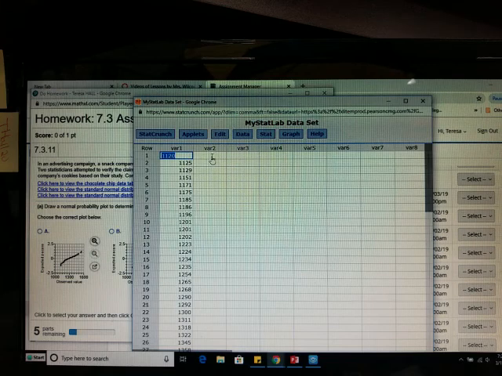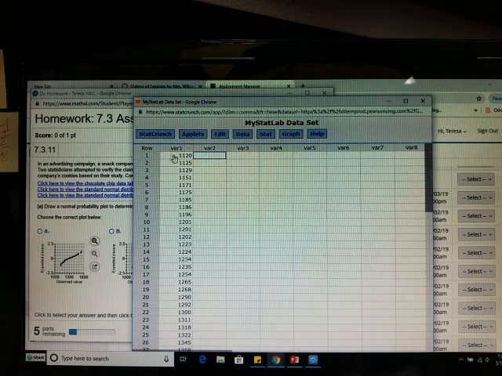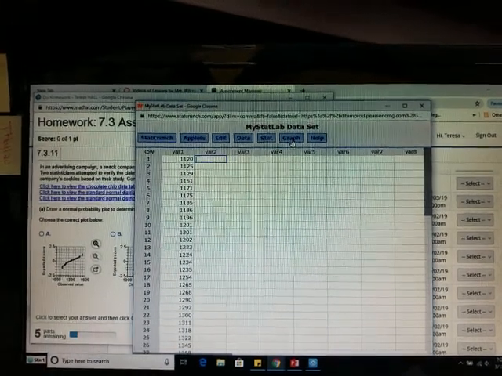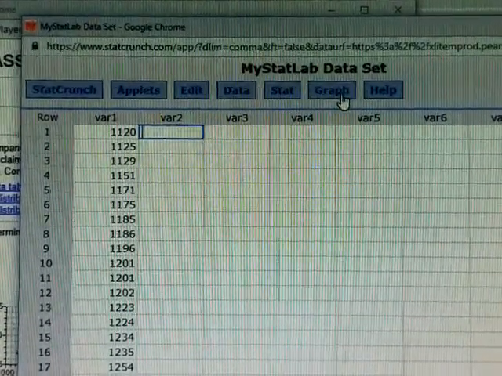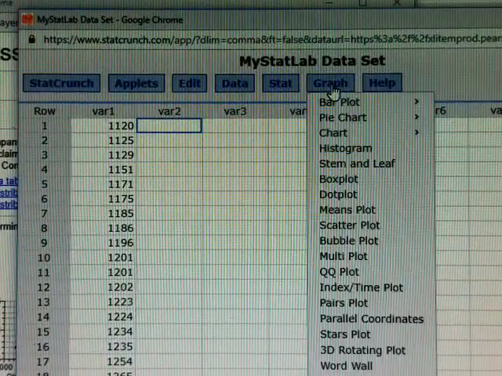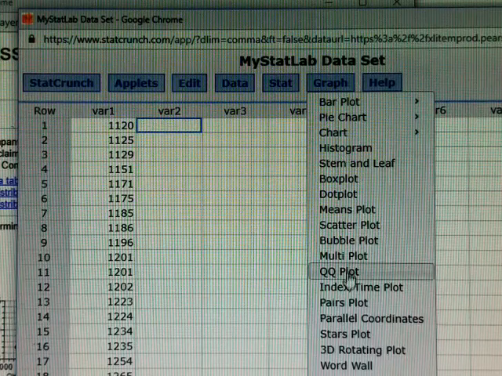As I take a look, all my data values are right here in a column. The title of this column happens to be called var1. I want to get a graph, so I'm going to go to the word Graph. Let me zoom this in. I'm going to click on the word Graph right here, and now I'm going to choose the QQ plot.